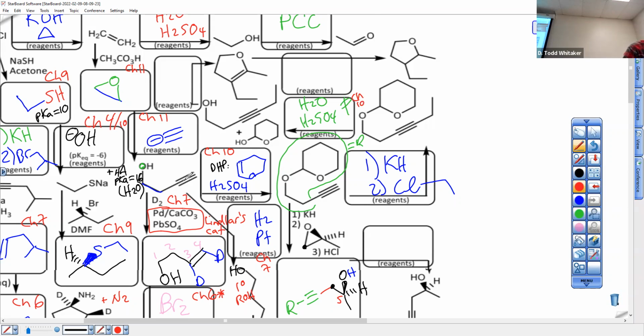And then this thing's becoming this thing. Oh, hey, I'm a broken record. I need this O to attack a carbocation right there, because that would make this. How do you get a carbocation right here? How do you make a carbocation from an alkene or an alkyne?